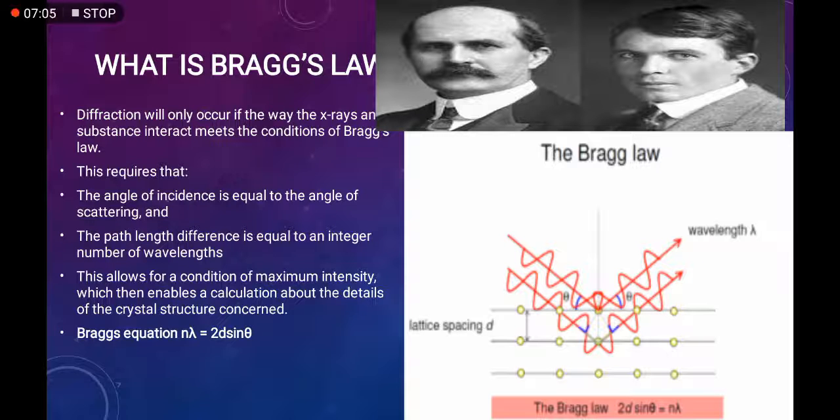Diffraction will only occur if the way the radiation and substance interact meets the condition of Bragg's law. This requires that a beam of X-rays is directed toward a sample. The angle of incidence is equal to the angle of scattering and the path length difference is equal to an integer number of wavelengths. This allows for a condition of maximum intensity, which then enables the calculation of details of the crystal structure concerned. Bragg's equation is n lambda equals 2d sin theta, as we discussed before.